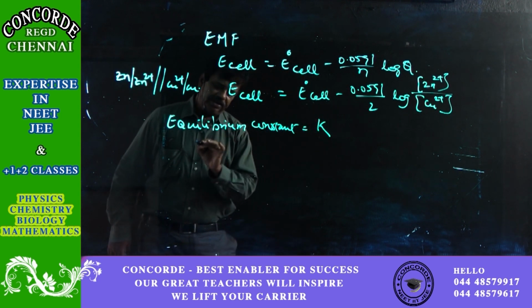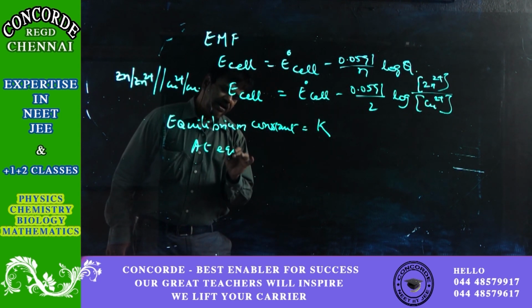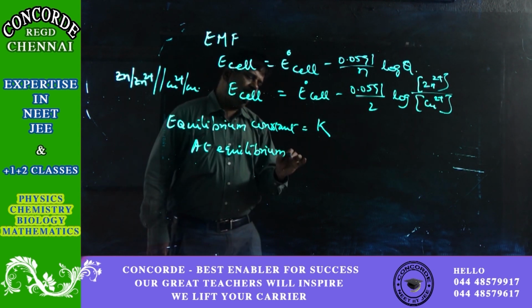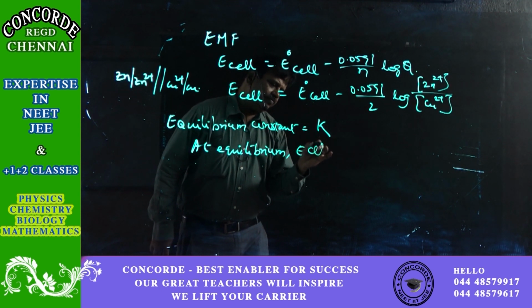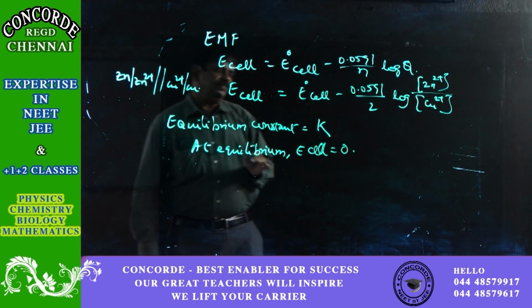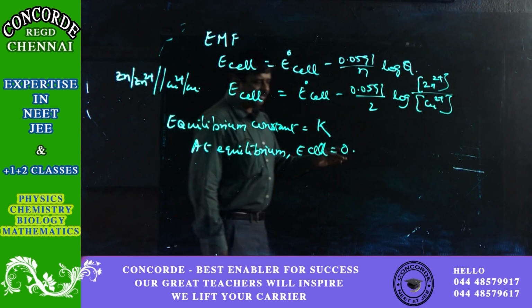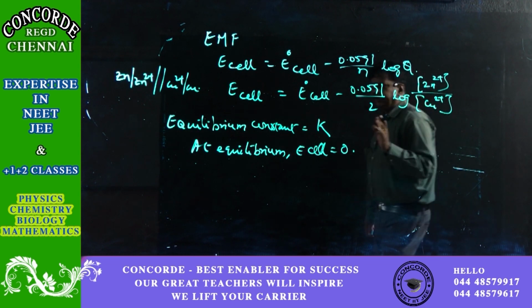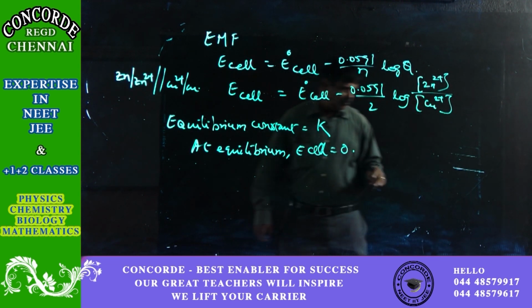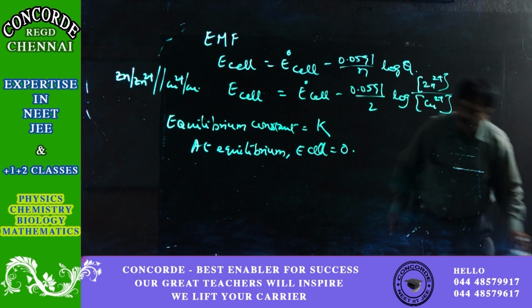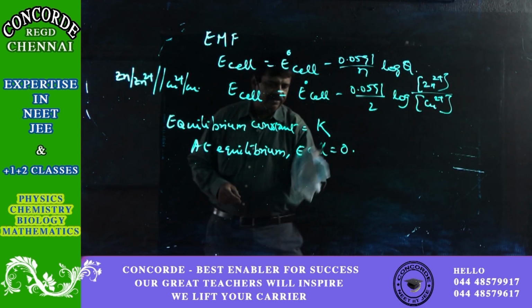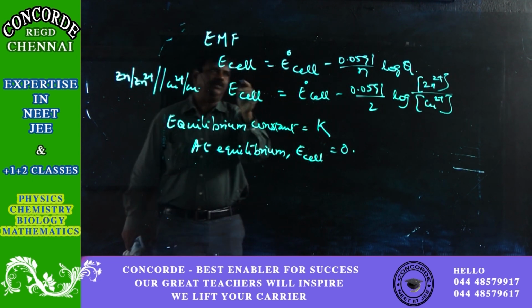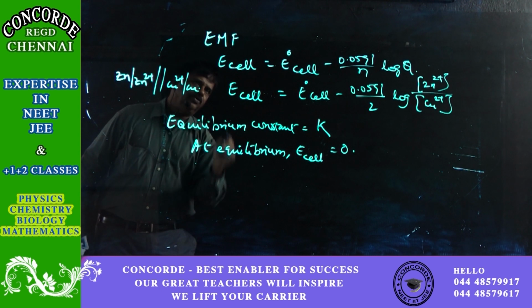So, we know at equilibrium, in general, E cell is equal to 0. Why is it 0? Because the forward reaction and the backward reaction happen at the same rate. E cell becomes 0. Since the E cell has become 0, when we represent the above equation, E cell is 0.